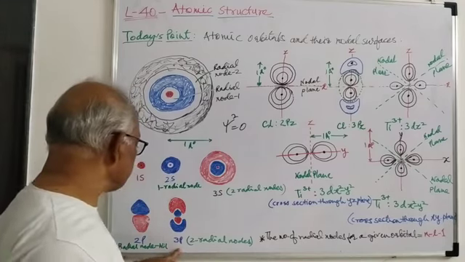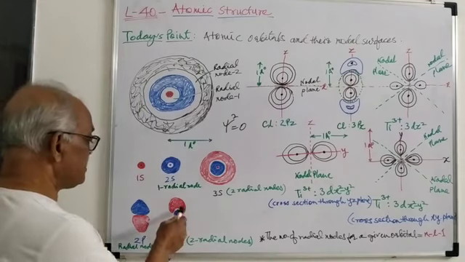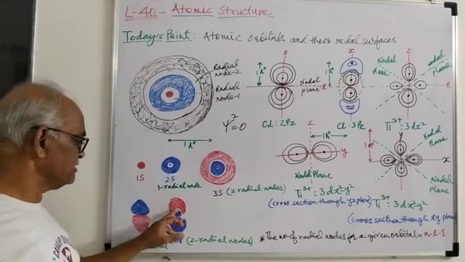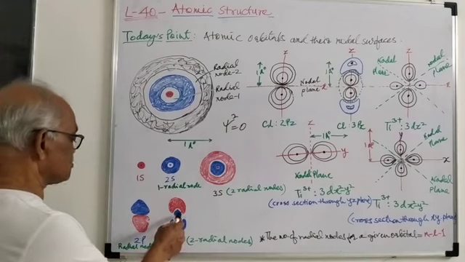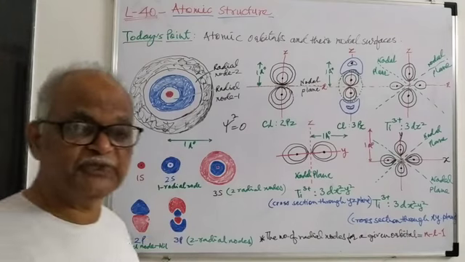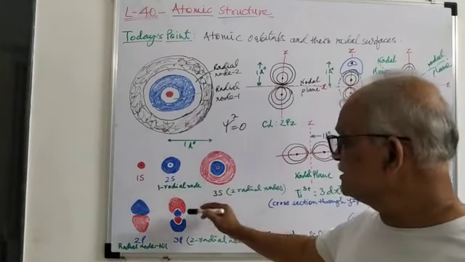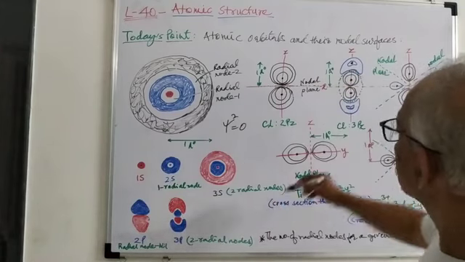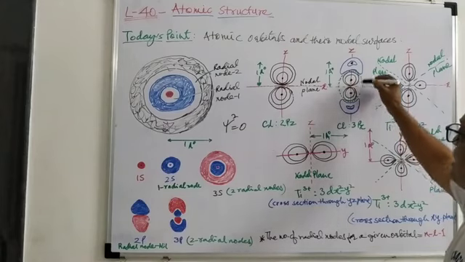In case of 3p, you will find that this 2p is already there and it is further covered by the 3p orbitals. One is in red color and this is in blue color. And in between the 2p and 3p, there is some empty region where the psi square, that is electron density, is 0, and that is called the radial node. You will see here this radial node in this way.